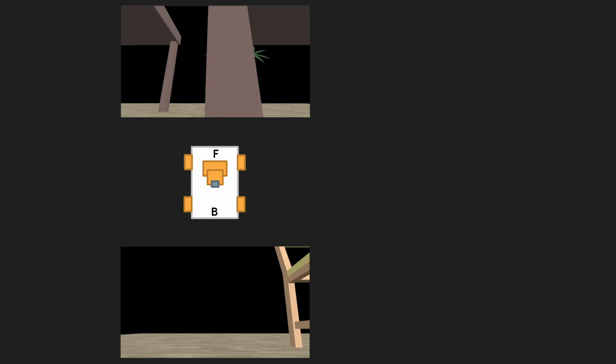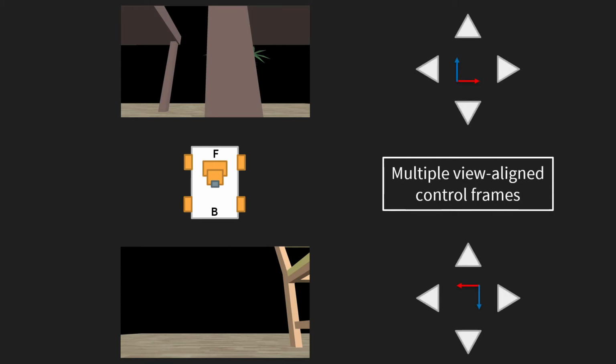There is some prior work that suggests that if the user is allowed to use a different control frame with each view, they can be more successful at teleoperation. Each control frame maintains consistency between the user input and the view.